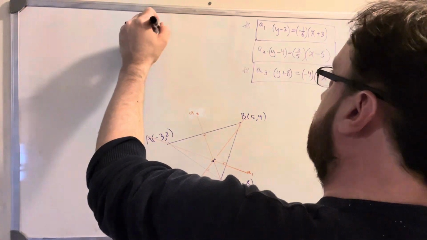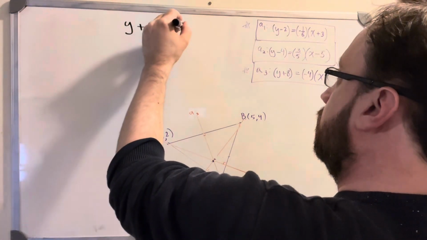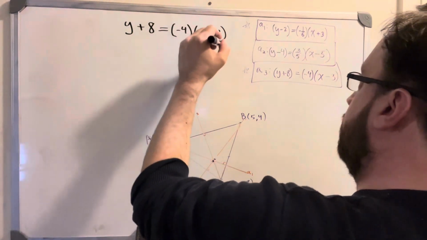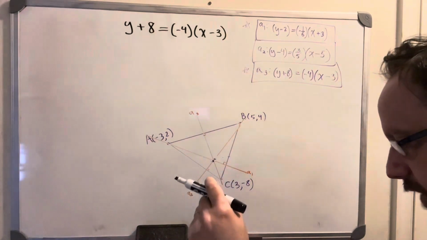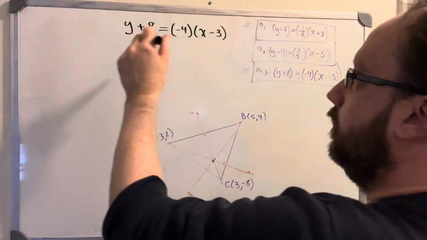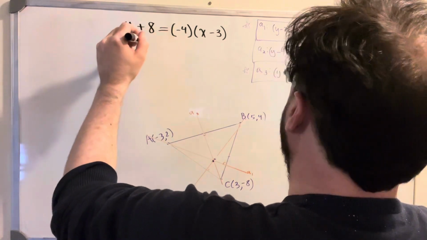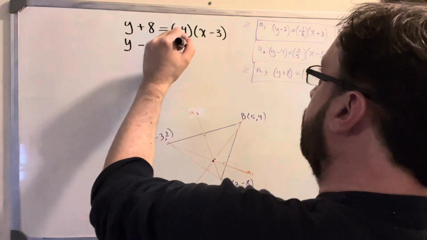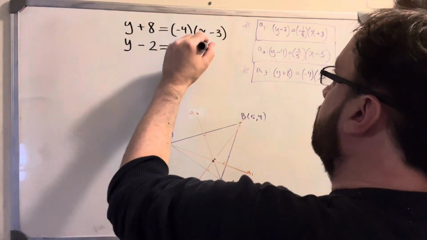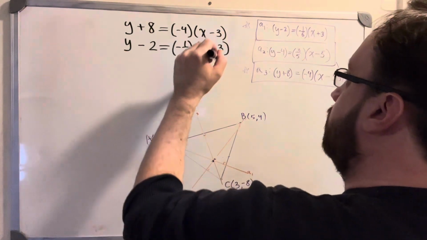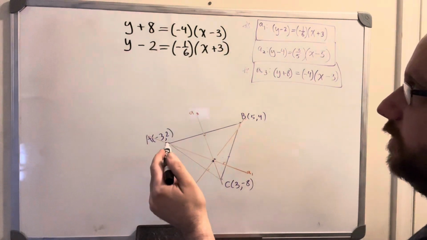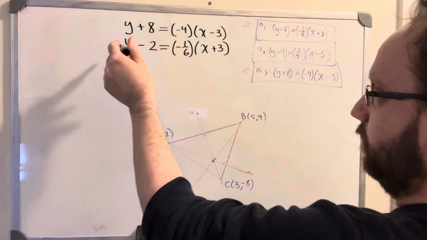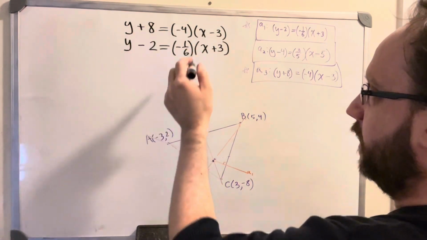Y plus 8 equals -4 times x minus 3. And then I'm going to write this one right here underneath it, y minus 2 equals -1/6 times x plus 3. And which one of these do you think is easier to cancel out by addition or subtraction of one of these by the other?